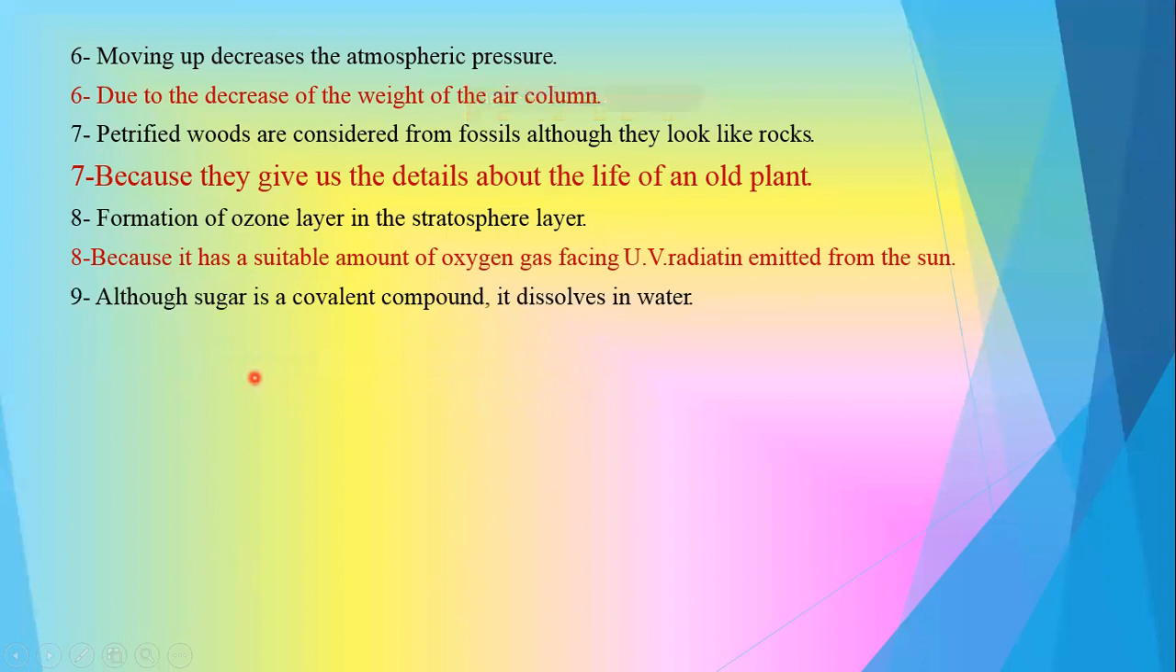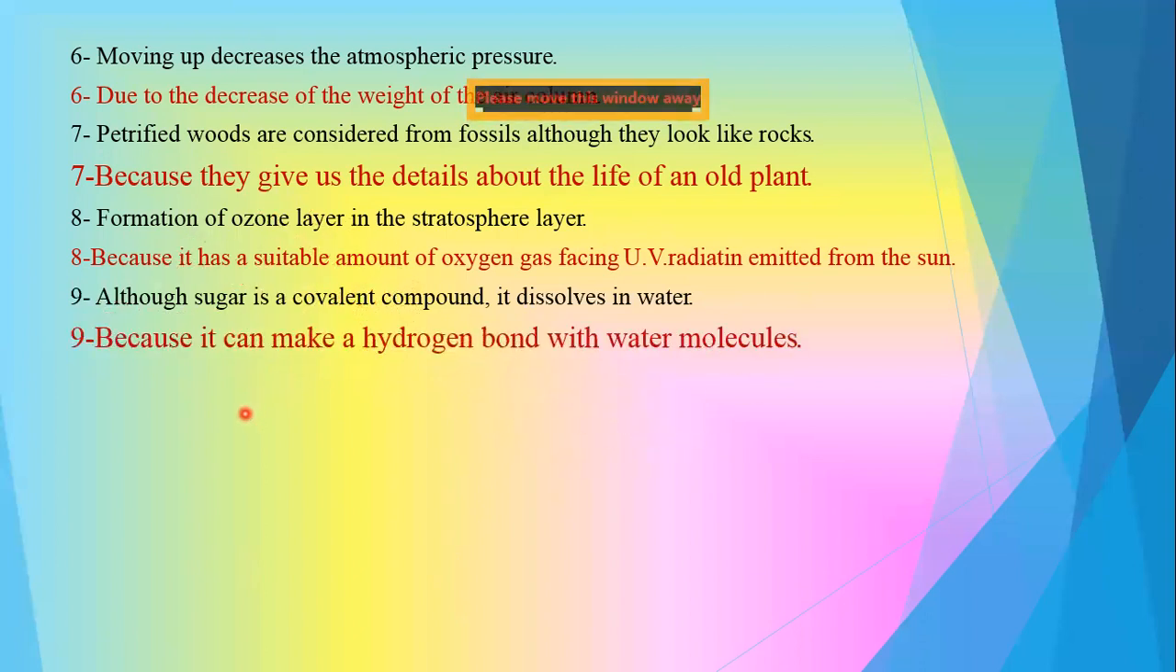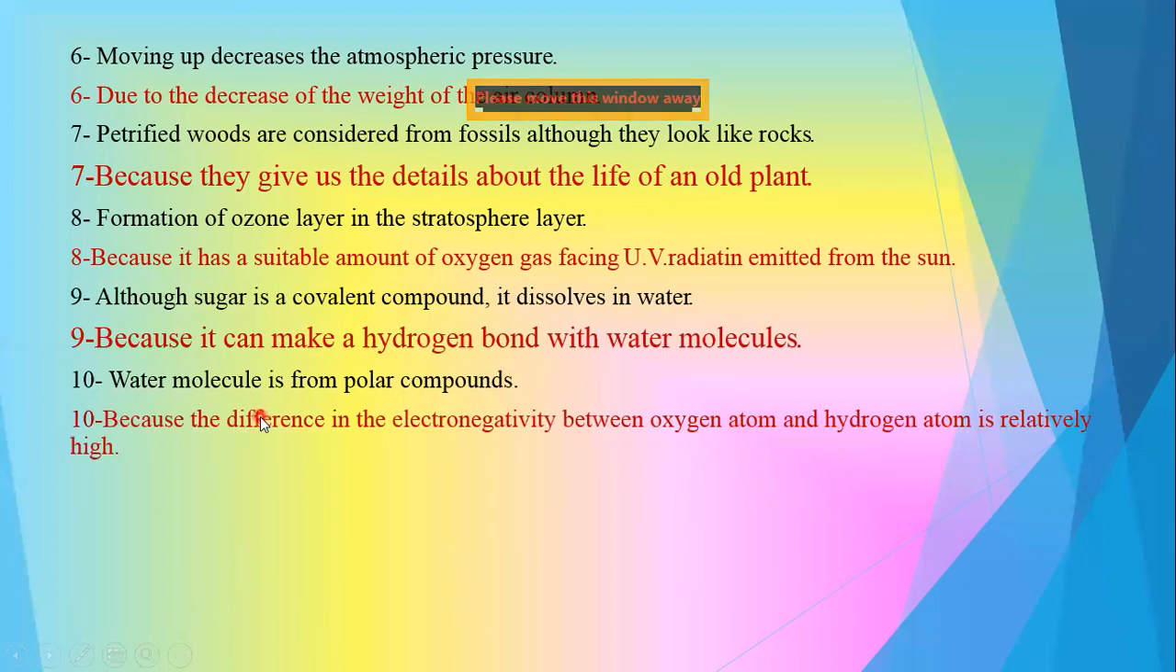Although sugar is a covalent compound, it dissolves in water. The magic answer: because it can make hydrogen bonds with the water molecules. The magic word for me is hydrogen bond. Water molecule is a polar compound. We said that since it is polar, it is because the difference in electronegativity between hydrogen and oxygen is relatively high.